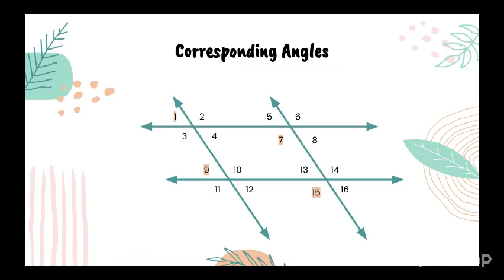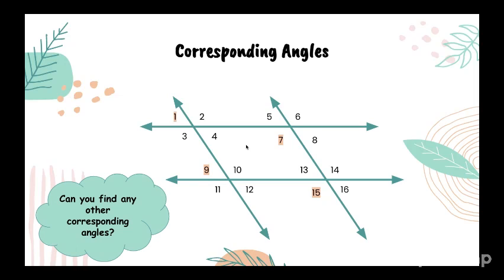Corresponding angles are 2 angles that fall either above or below parallel lines, such as angles 1 and 9 or angles 7 and 15. They also have to fall on the same side of the transversal. And both of these angles, like angle 1 and angle 9, are equal in angle measure. See if you can find any more sets of corresponding angles.